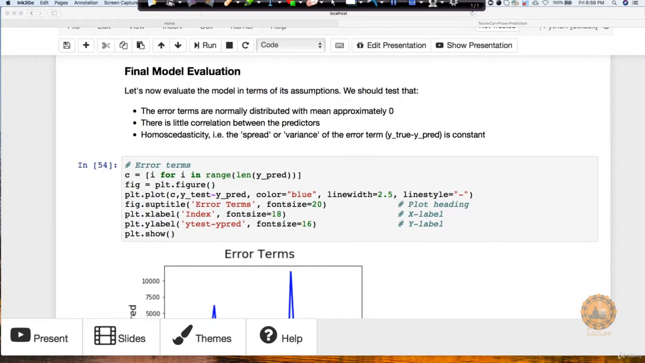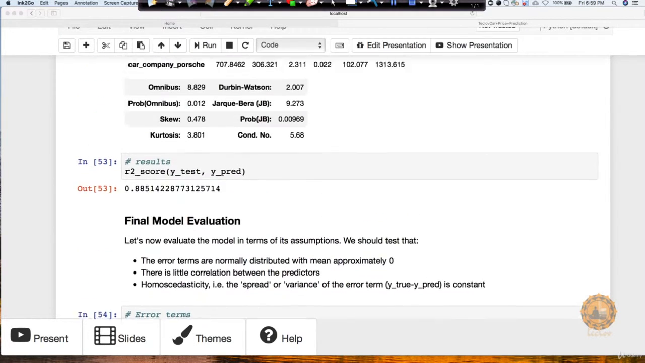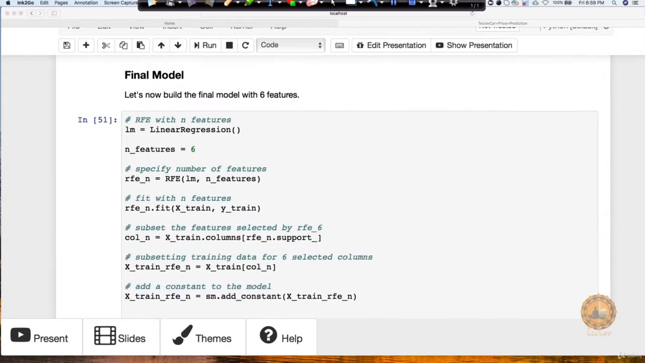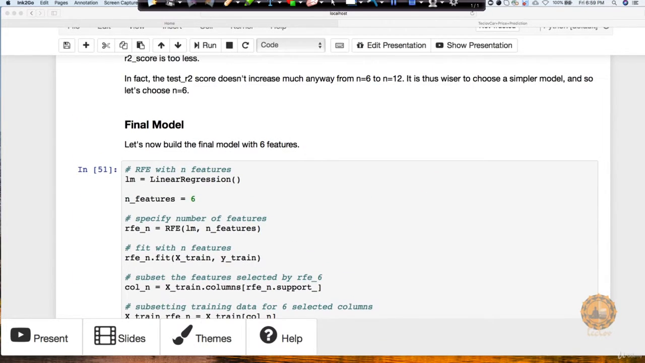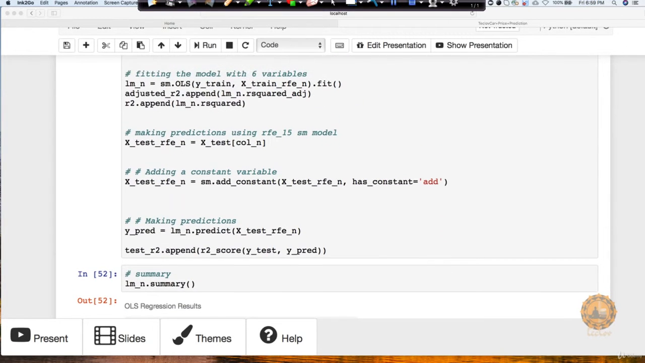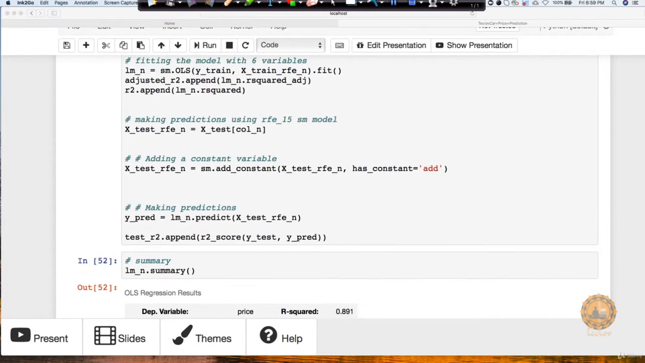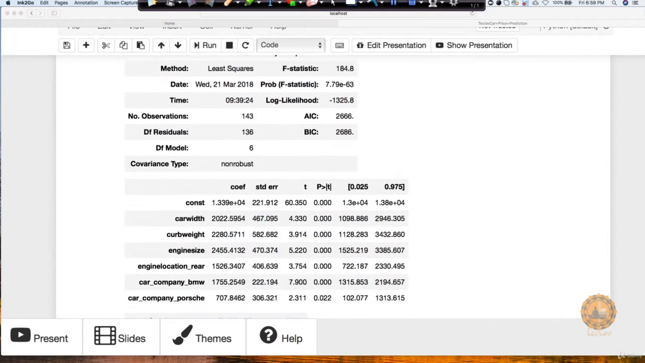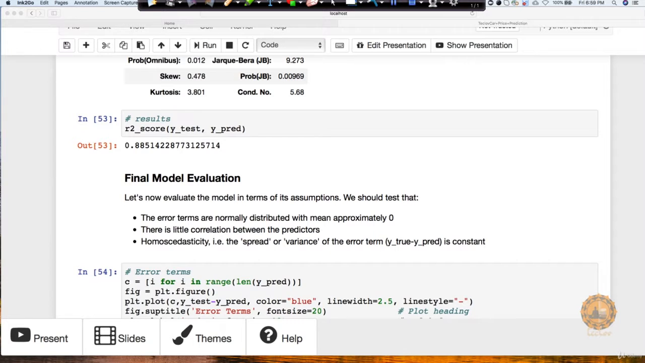Okay, so now we're going to go with the 6 features data. We're basically going to look at this part. We're going to take the final model with 6 features and build this whole code. And remember, I'm using this OLS method to do this. Then we are doing the prediction and all that, doing the summary, looking at the R square, adjusted R square, and calculating the R square score for test data.